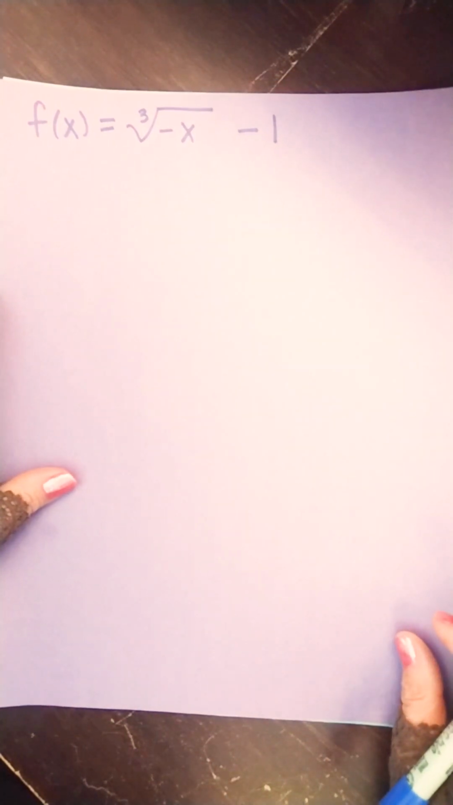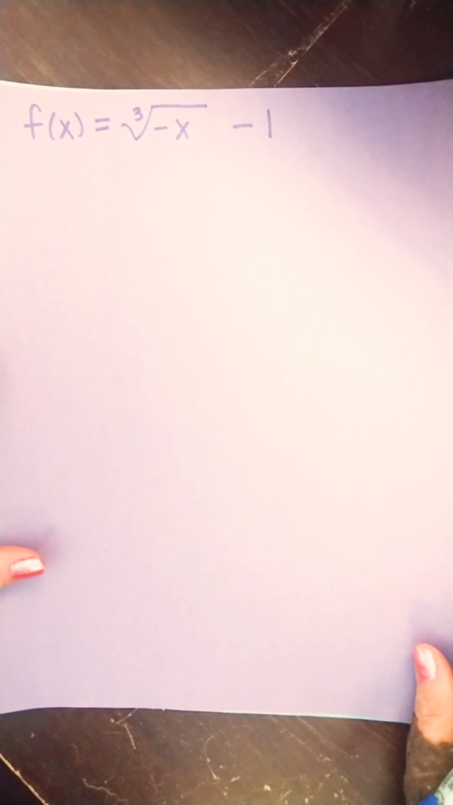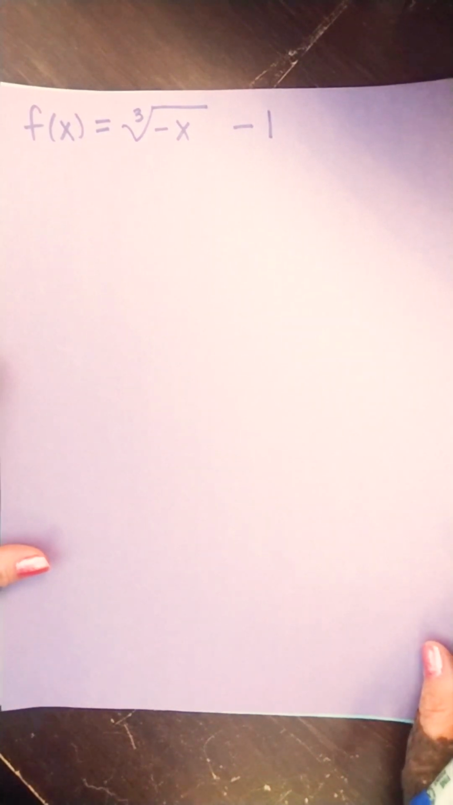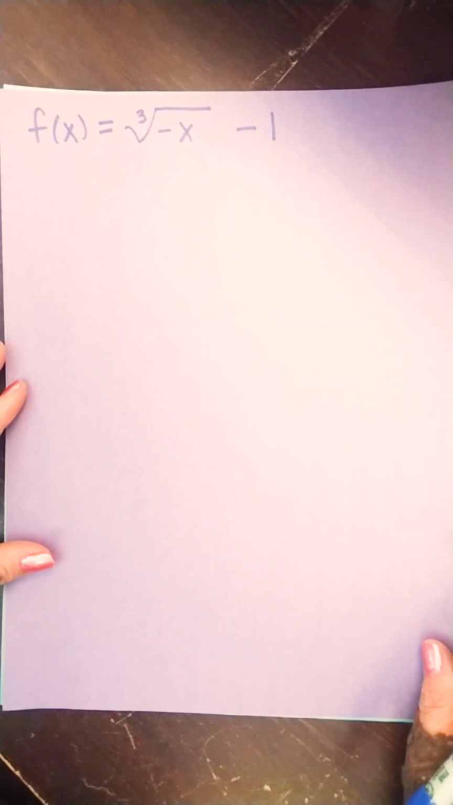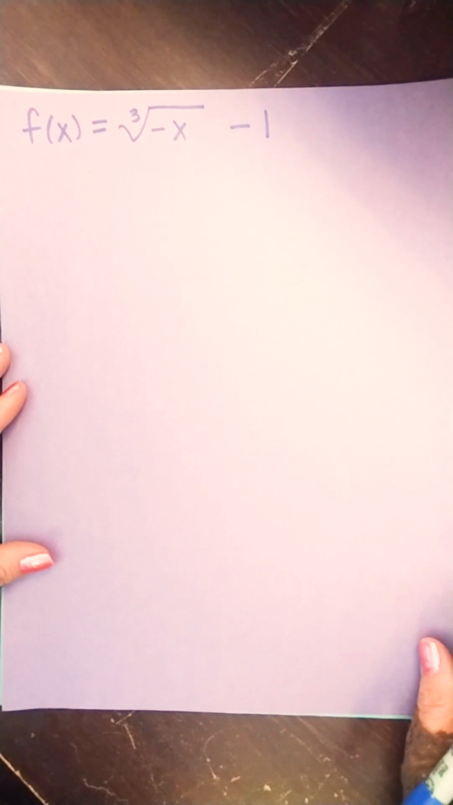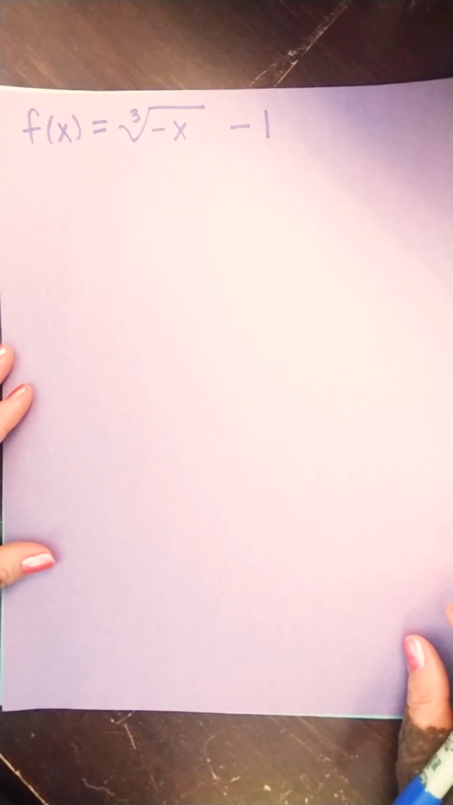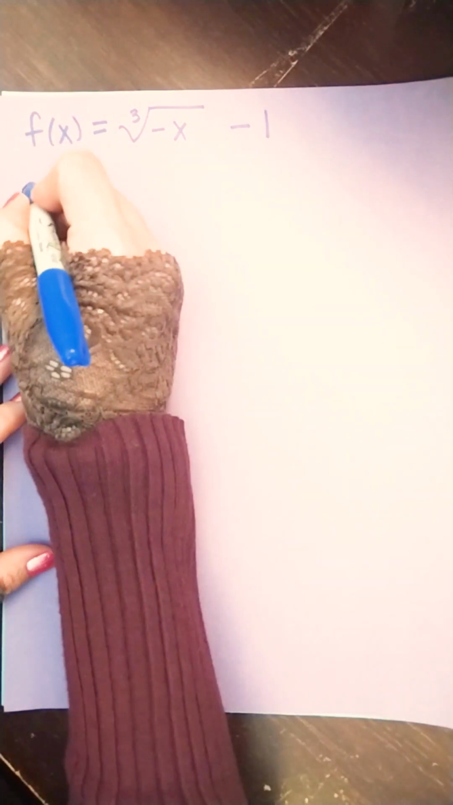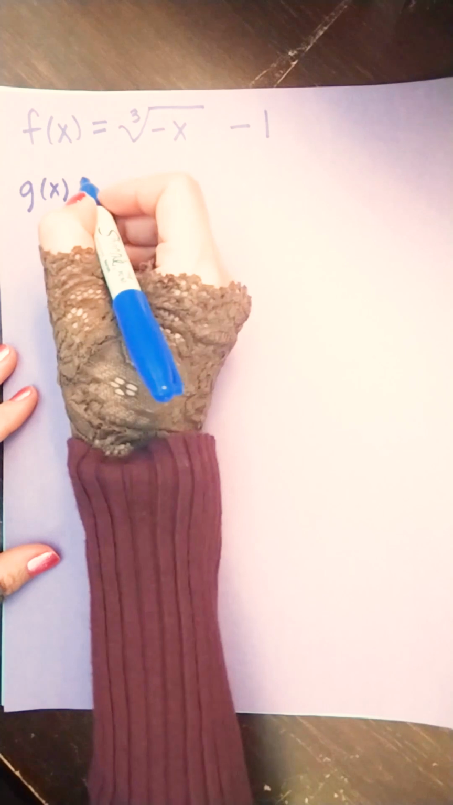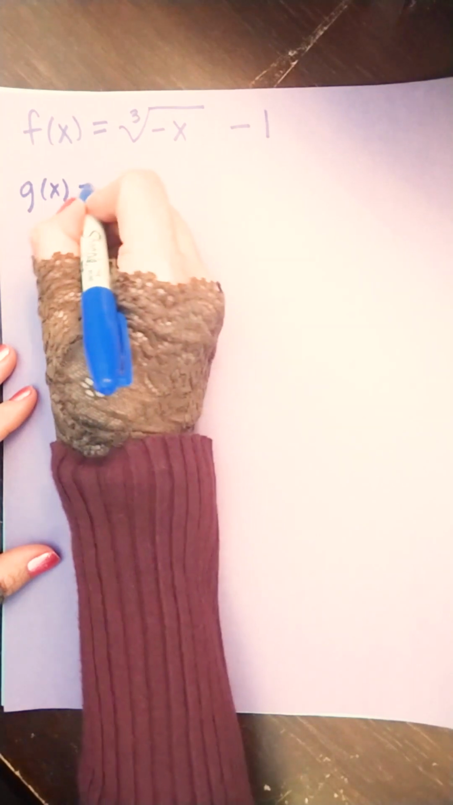In this first function, the cube root of negative x minus 1, what you want to do is identify the starting function or the base function, the function that you're going to be doing the transformation on. I'm going to call it g of x, and it is going to be the cube root function.